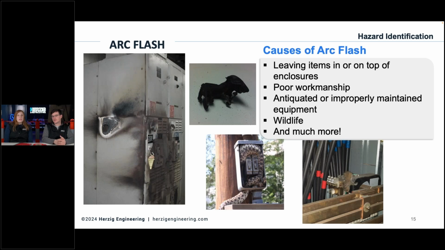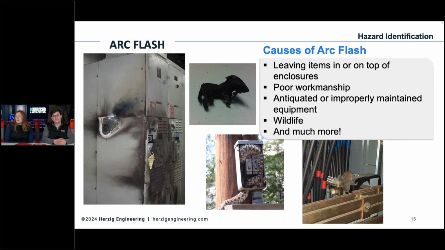Just leaving stuff in or on top of enclosures, if it's on top and there's an open knockout, it could fall in. If it's in the enclosure, it could shift and cross phases at any point. Poor workmanship, maybe you turned it off to do your maintenance, but then you didn't do it right. And then you go to turn it on. Well, that could be the instigator, right?